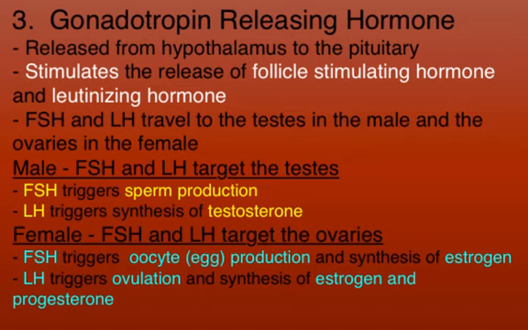LH, or luteinizing hormone, in the male binds to the interstitial cells of the testes and stimulates the production of the androgen hormone called testosterone. And in the female, luteinizing hormone binds to the ovarian follicle cells and stimulates the ovary to release the oocyte at the time of ovulation during her monthly cycle, as well as cause the secretion of the hormone progesterone.